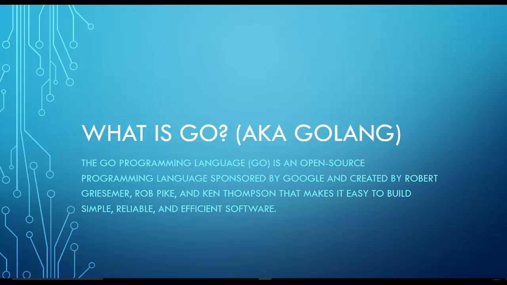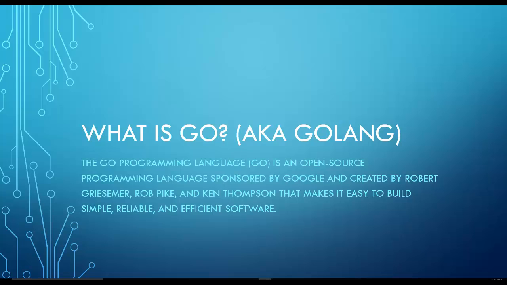So what is Go? People call it Go or they call it Golang, but it's a programming language. It's open source. It's sponsored by Google. It's essentially created by Google. So some of the people behind it, like Rob Pike and Ken Thompson, created the original B language. So it goes all the way back to Dennis Ritchie and the C programming language, which is arguably the most important language of all time. So some of the greatest minds in computer science have actually been behind this language.